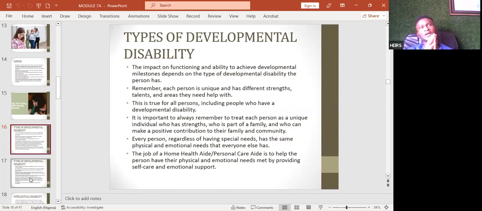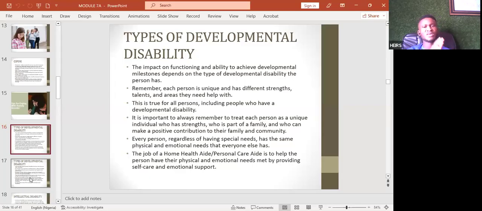Now, just imagine this particular person was neglected or written off. A lot of souls that were blessed by him would not have been blessed. So we see that each person is unique, and in one way or the other, with or without a developmental disability, have one thing or the other to contribute to the society, to their family, and even to the world at large.